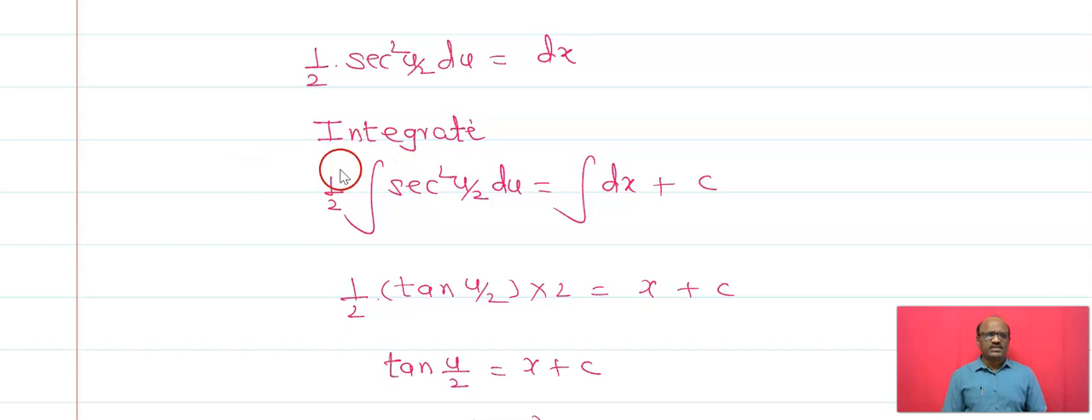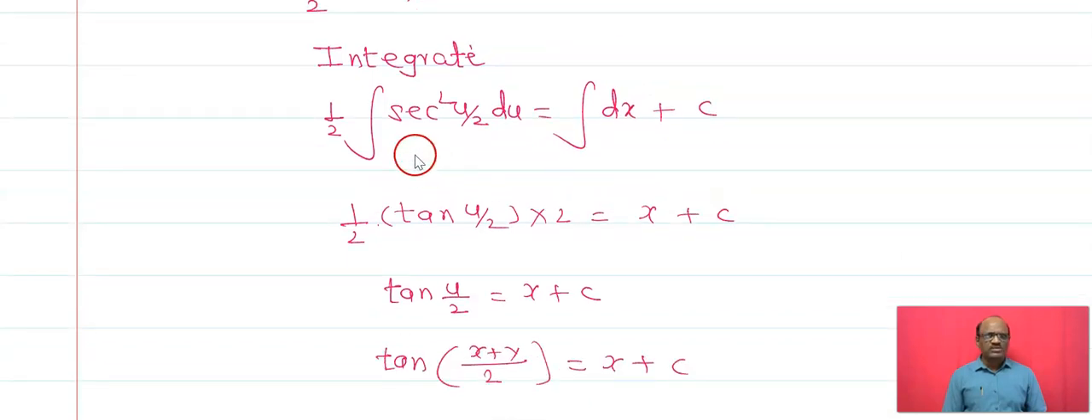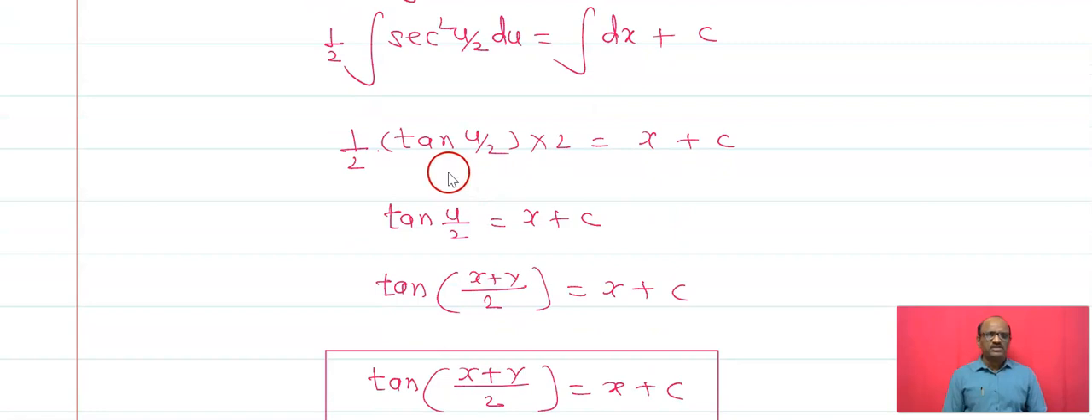Integrating on both sides, you will get 1 upon 2 integral sec square u by 2 into du is equal to integral of dx plus c. What's the integral of sec square u by 2? It's tan of u by 2 upon the derivative of u by 2, which is 1 upon 2. Finally it will become multiplied by the reciprocal, and here is that 2. Therefore 1 upon 2 tan of u by 2 into 2. Integral of dx is x plus c. This 2 gets cancelled, you will get tan of u by 2 is equal to x plus c.